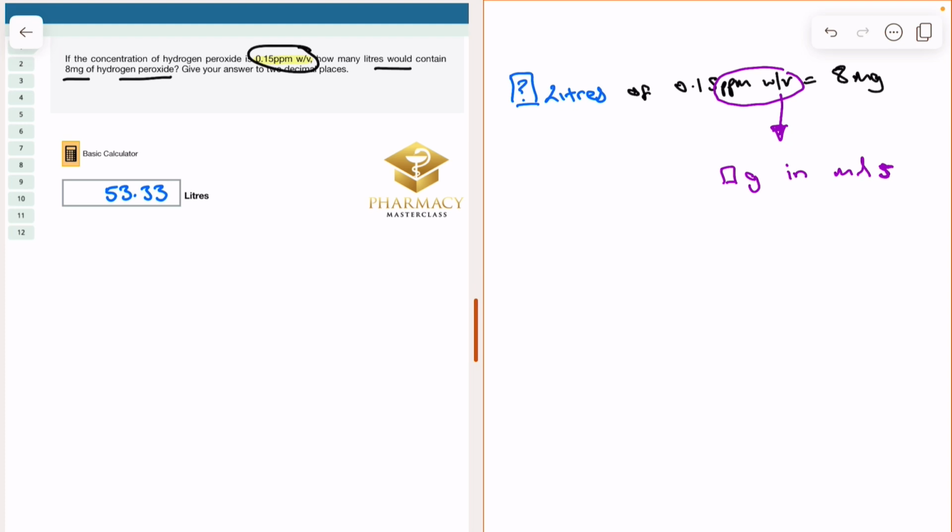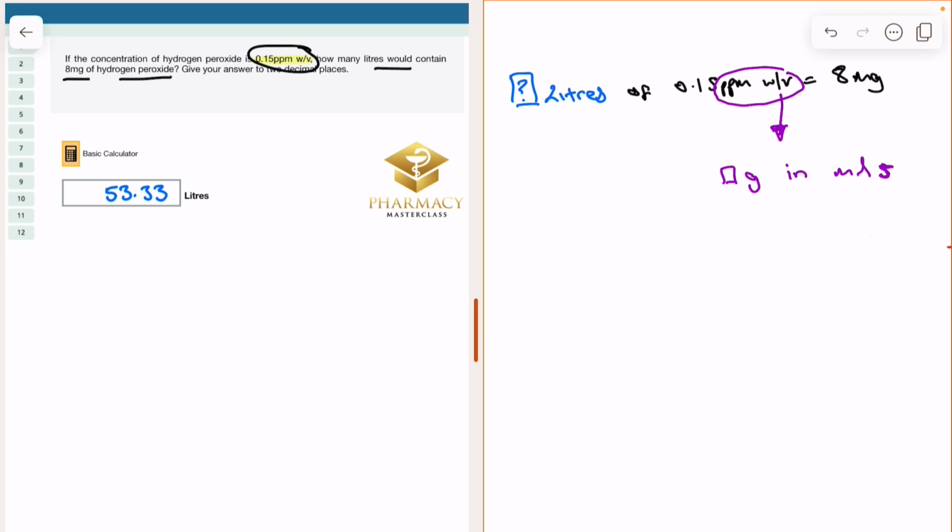You can't jump to the conclusion that it means question mark grams in 100 mils. That would be wrong. Why? Because it's not saying percentage weight in volume. If it said percentage in the question, W-V, then yes, that would mean question mark so many grams in 100 mils. That's when we understand to use the term 100 mils as a percentage.